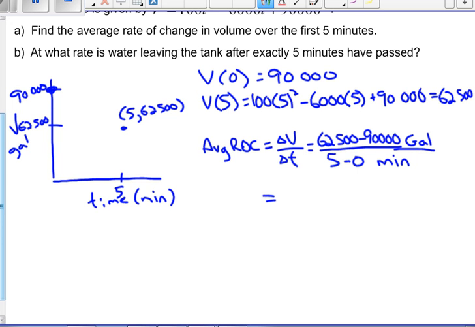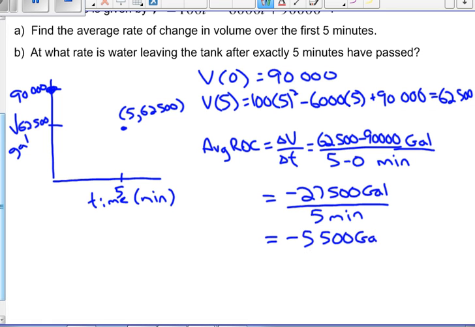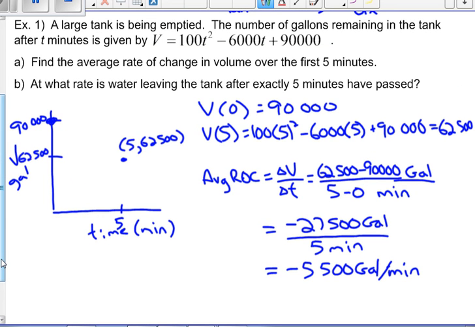If I were to work that out, that's negative 27,500 gallons per 5 minutes. Or if we divide those things out, you get negative 5,500 gallons per minute. So that's the average rate at which water is leaving the tank. But that rate is not going to be uniform. You can see right from the equation that is quadratic that those things are going to be connected by a curve, by a parabola that's opening upward.